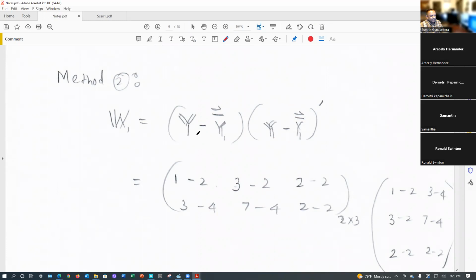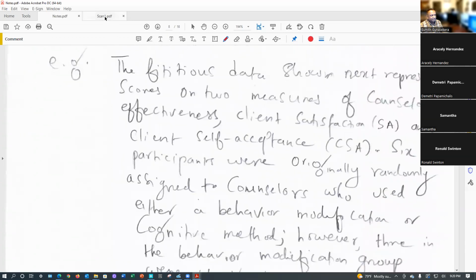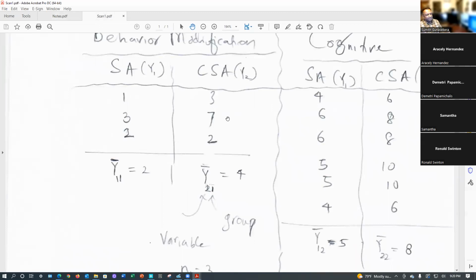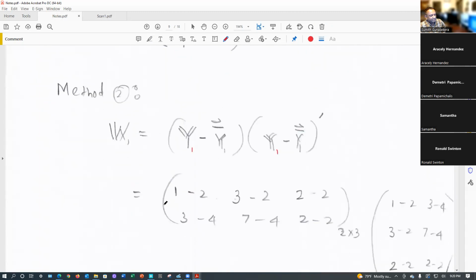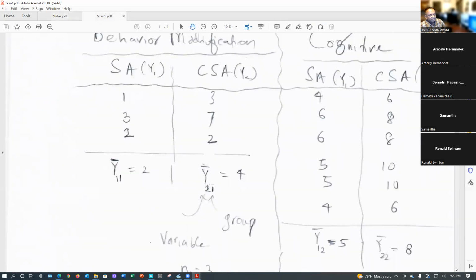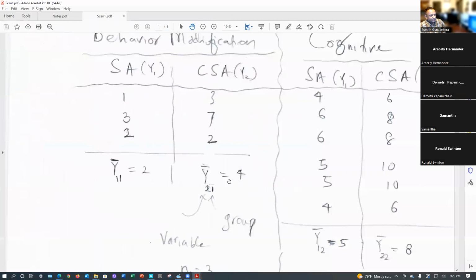It should be y1, y1. Sorry, it's not a vector, it's a matrix. This matrix, I'm going to subtract their corresponding means. So I go to the entry, this entry and this entry.